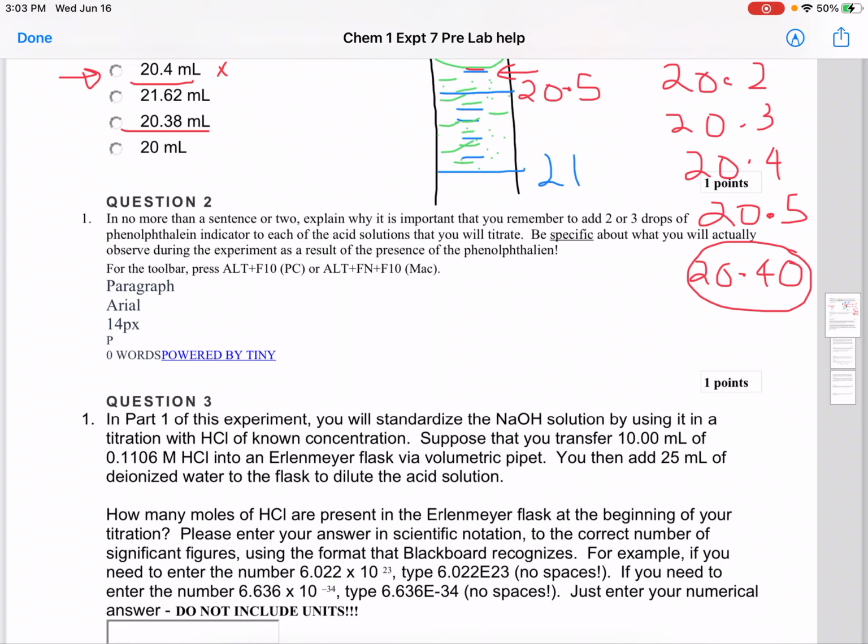If you do not have the indicator added, what will happen? You will keep on adding your titrant, and nothing will happen. We will not find our end point or the equivalence point. So in order to find the equivalence point where the color changes, we have to add a few drops of indicator. You can explain that in your own words for question number 2.